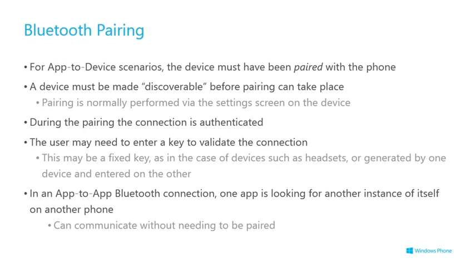And like I said, with the app-to-app Bluetooth connection, one app is looking for another instance of itself, or its other Windows 8 version of itself, on another device, and that doesn't need the pairing.